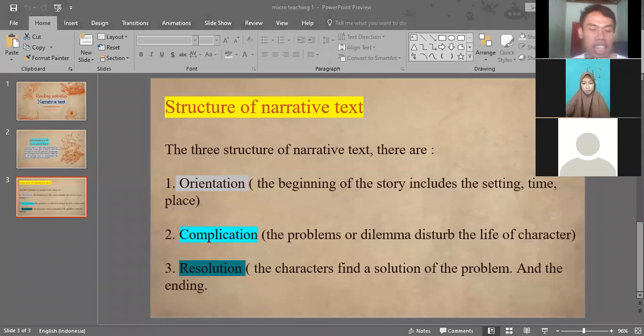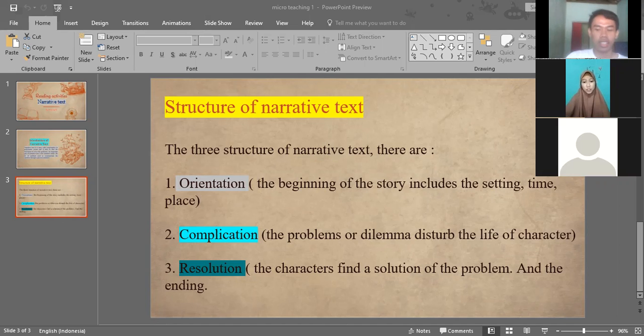This is an example of narrative text with the title True Friends. After I read each paragraph of this text, you must follow and read the text. Okay, everyone?